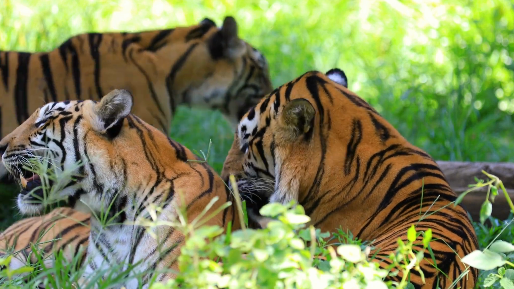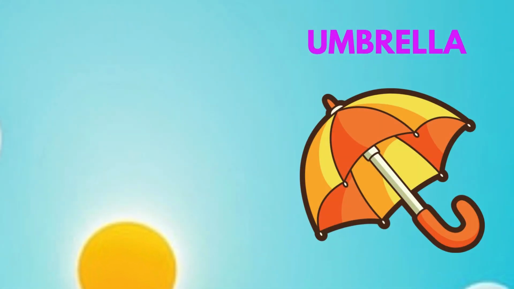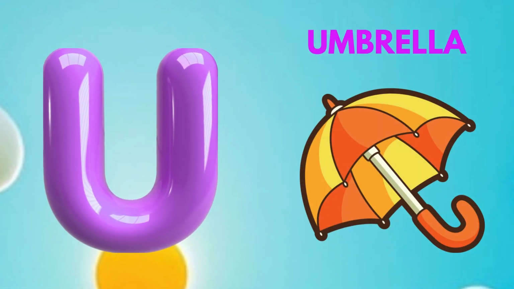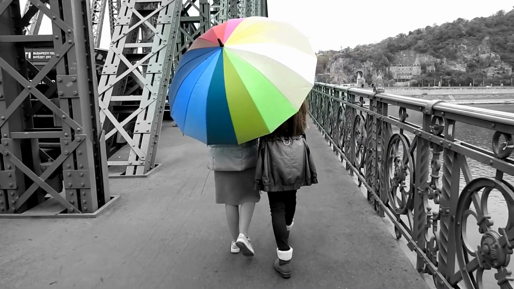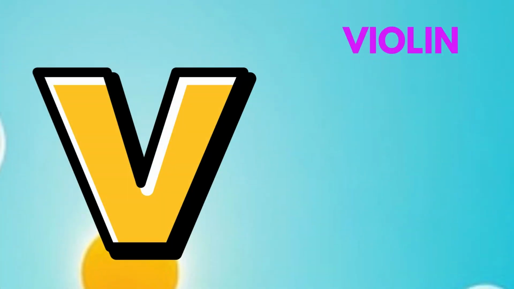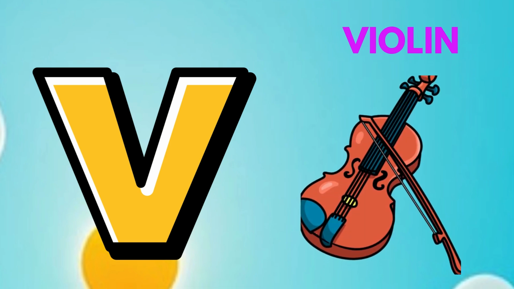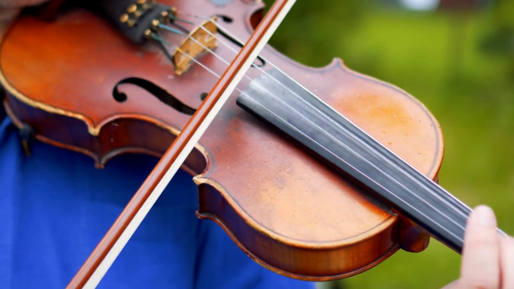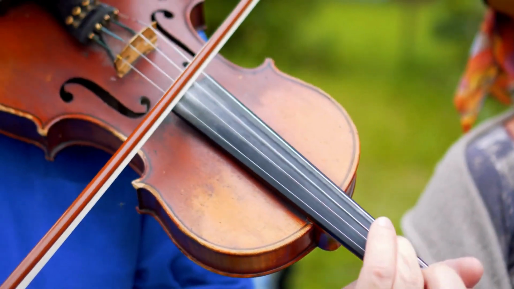U is for umbrella. Umbrella. Umbrella. U, umbrella. V is for violin. Violin. Violin. V, violin. W is for whale.